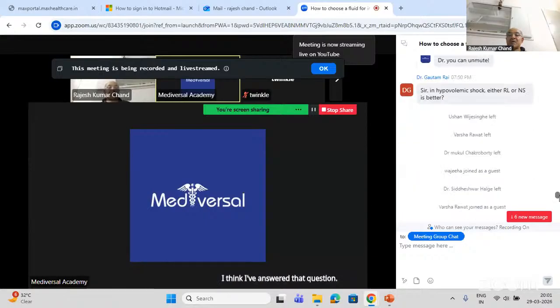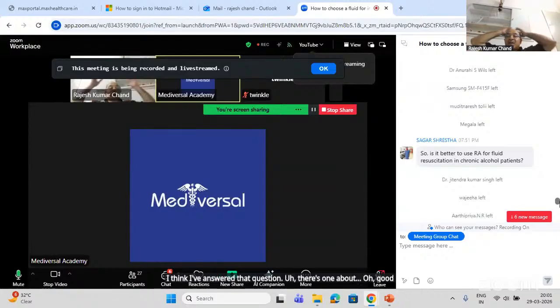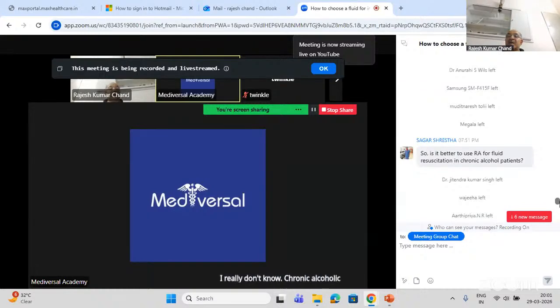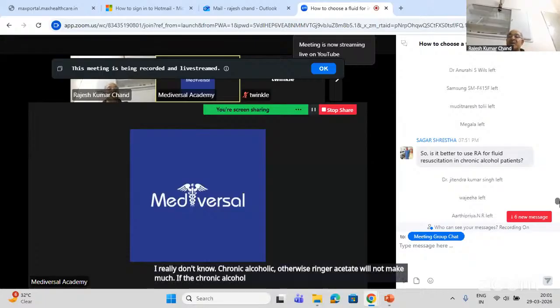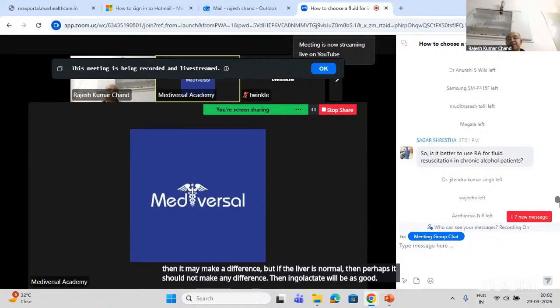Okay. Is it better to use ringer acetate in chronic alcoholic patient? I really don't know. Otherwise, ringer acetate will not make much difference. If the chronic alcoholic patient is having any liver injury, if the liver function is deranged, then it may make a difference. But if the liver is normal, then perhaps it should not make any difference. Then ringer lactate will be as good.